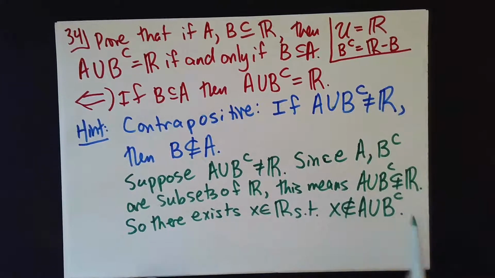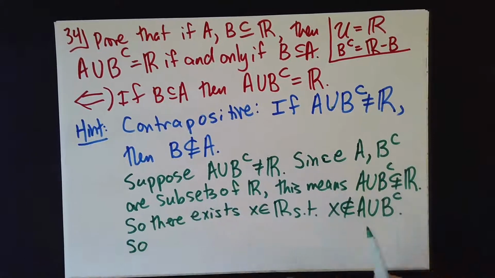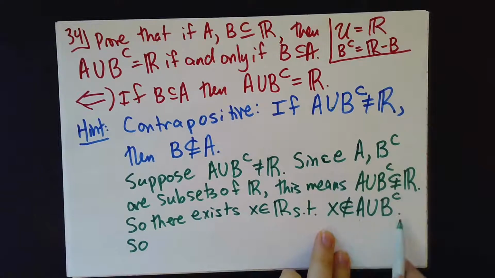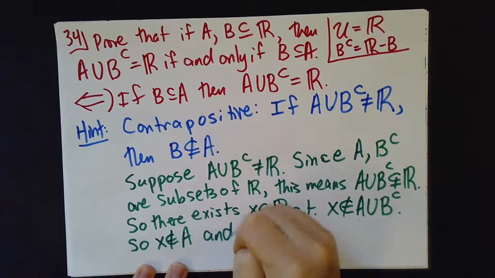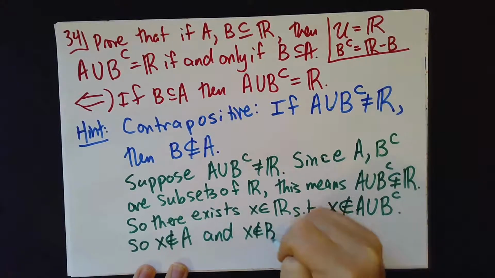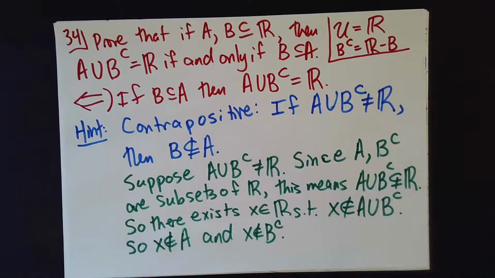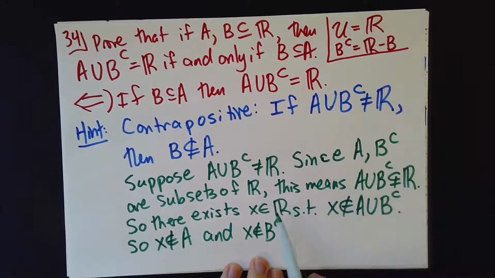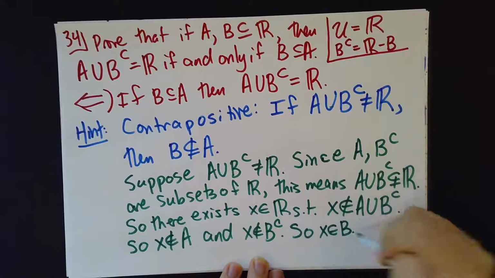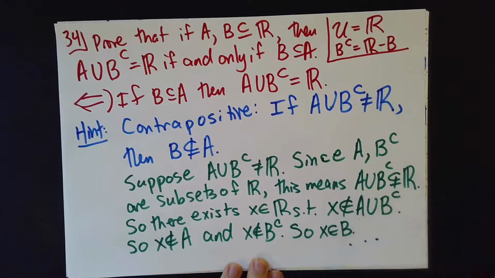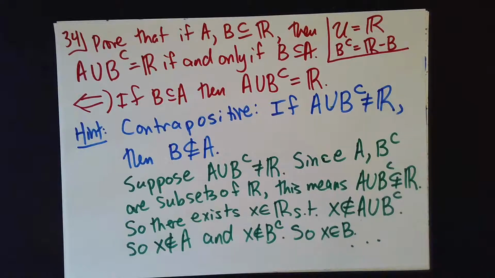And so what does this say? This says x is not in A and x is not in B complement. But x being in R and not in B complement is exactly saying that x is in B. And I'll leave you to think about it from there, but you're almost there once you've thought about it that way.